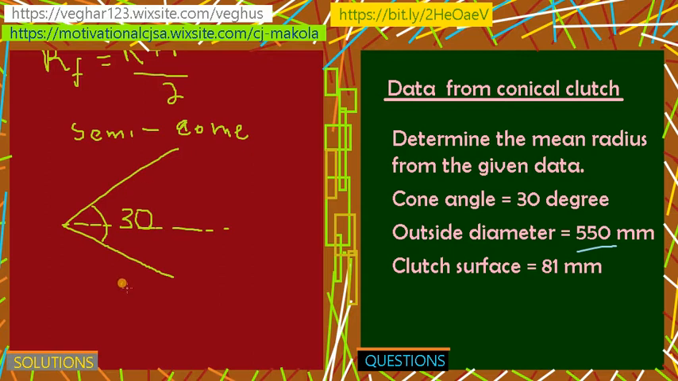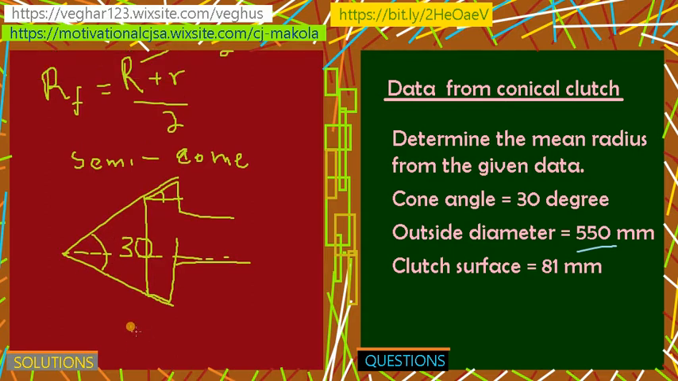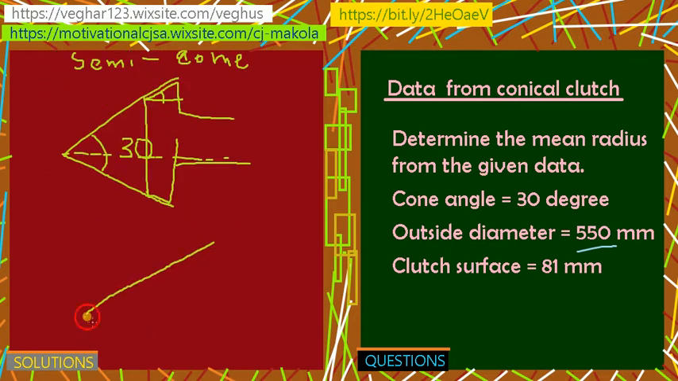Why do I say we need a semi cone angle? Because the clutch is like this, so we need this angle, this small one. According to the geometry, if this one is 30, it's 15 degrees and also this one is 15 degrees. Because we have cut it in half, the angles are equal, 15 degrees here and 15 degrees here, so the whole thing is 30 degrees.